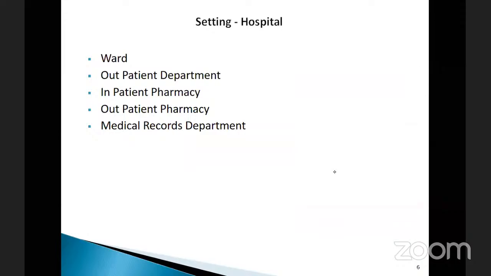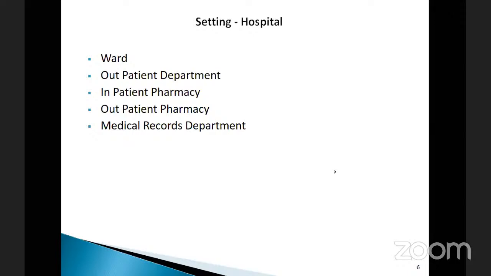Now, setting, that is where you'll be collecting your data. And in the hospital, the setting can be the ward. It can be in an outpatient department, inpatient pharmacy, outpatient pharmacy, or medical records department. So these are some of the places within the hospital setting that you can be carrying out your research.